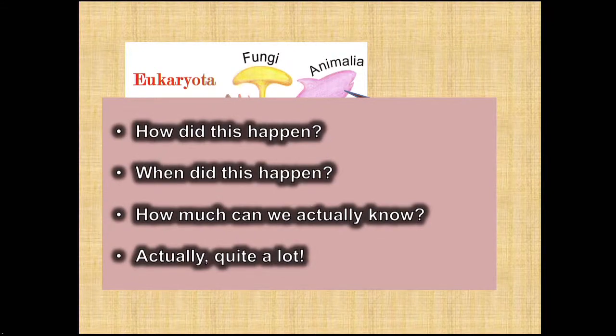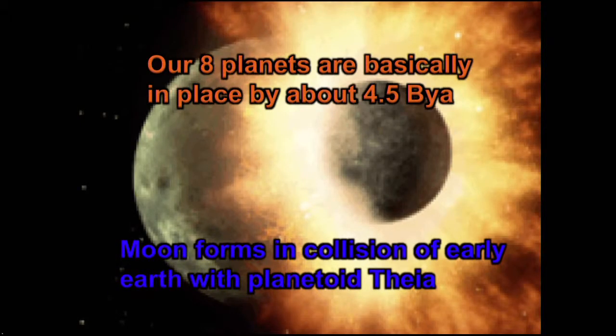What we want to know, of course, is how did it happen? When did these various events happen? How much can we actually know? And actually, it's quite a lot. As Glenn mentioned last time, our 8 planets are basically in place by about 4.5 billion years ago. And the moon forms shortly thereafter in a collision with a putative planetoid called Theia.